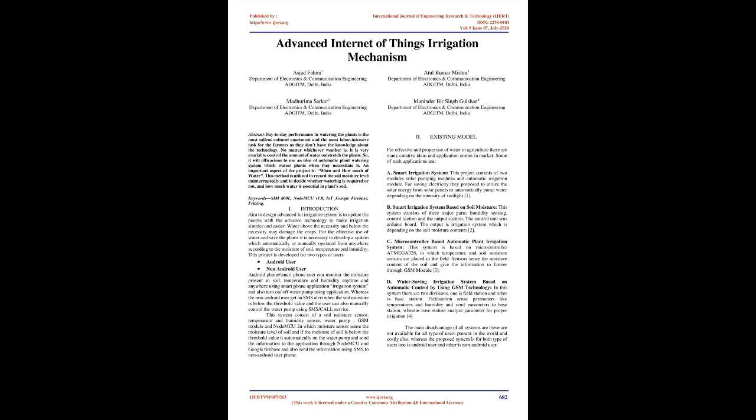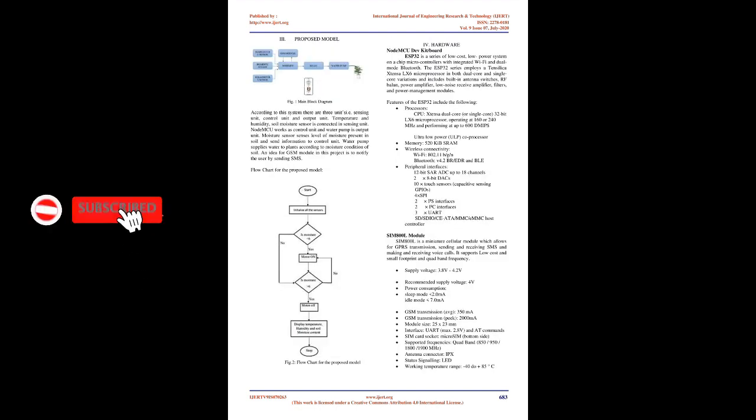C. Microcontroller based automatic plant irrigation system. This system is based on the microcontroller ATmega328, in which temperature and soil moisture sensors are placed in the field. Sensors sense the moisture content of the soil and give the information to the farmer through a GSM module. D. Water saving irrigation system based on automatic control by using GSM technology.